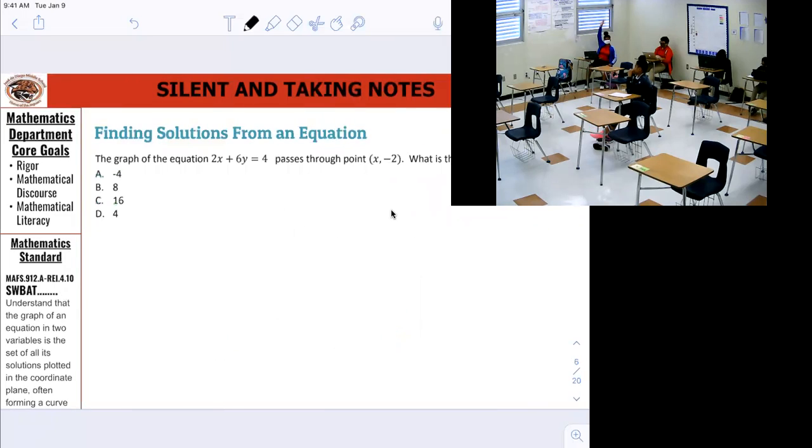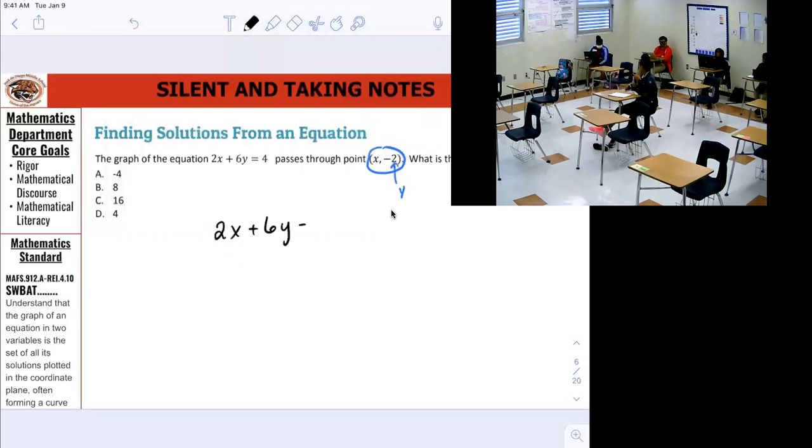So let's take a look at a different equation. The graph of the equation 2x plus 6y equals 4 passes through the point x comma negative 2. What is the value of x? You've got to pay attention. In this case, which of the values do I know from this point? I know the y value, but I don't know the x value, right? So it's a similar question, but it's actually a little bit easier.